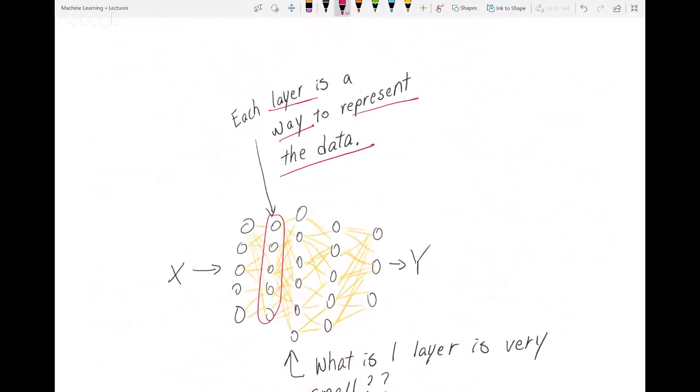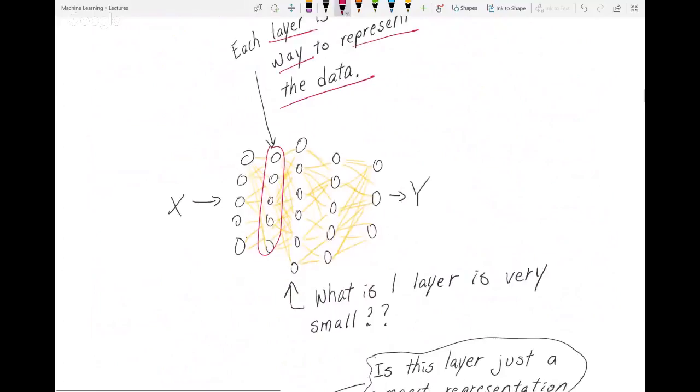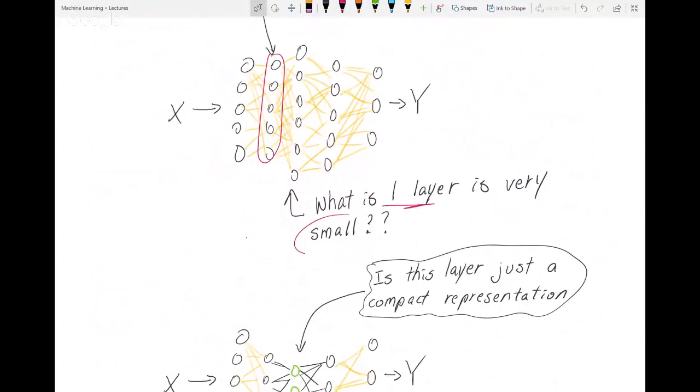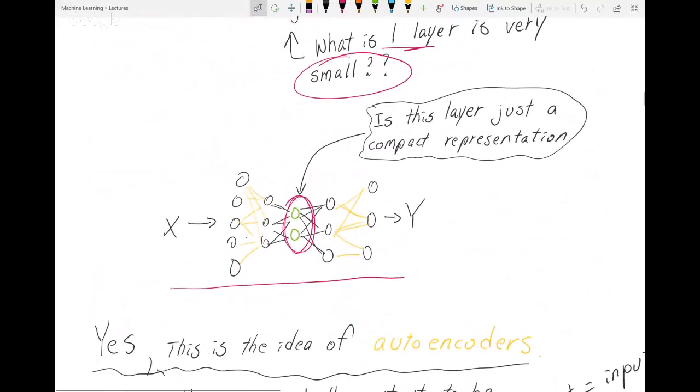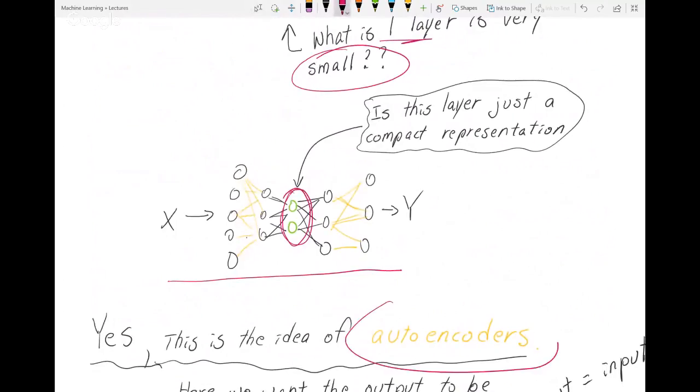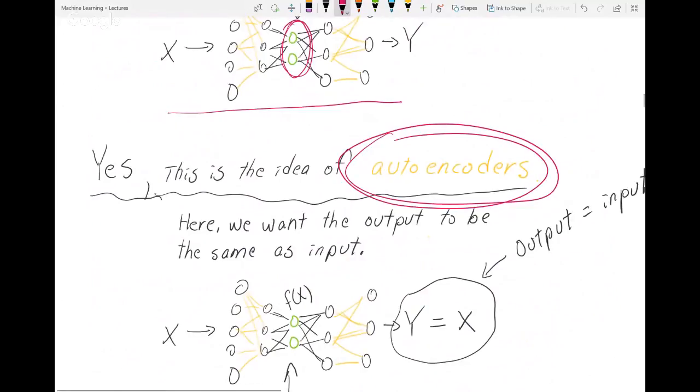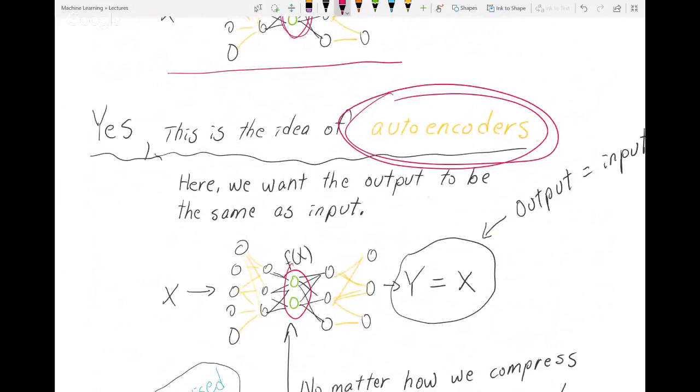Now, if a layer is a way of representing the data, what is one layer if it's a very small layer? Well, if we look at this here, this is a representation of data, but it's a very compact way of representing the data, right? So this is the idea with autoencoders. Essentially, what we want to do is have some kind of bottleneck that allows us to compress the data. But of course, we didn't know y. What we do in autoencoders is we just set y to be the same as x.